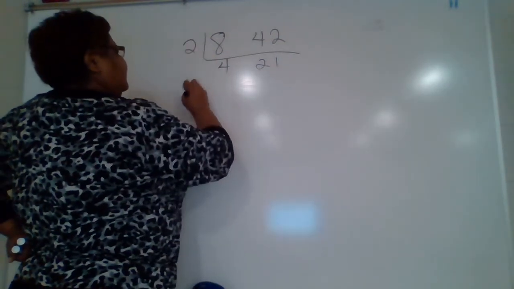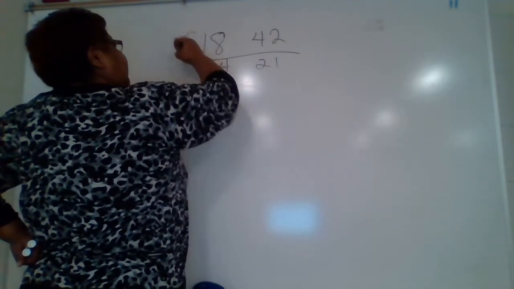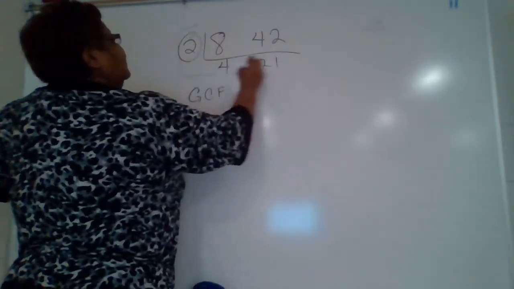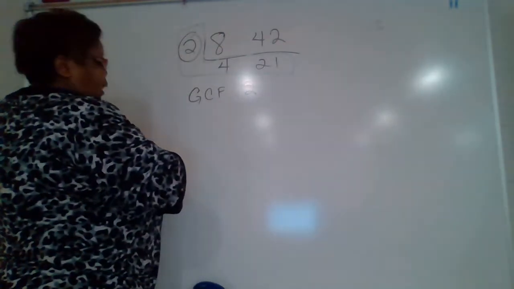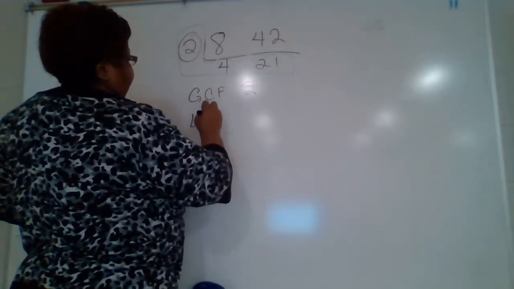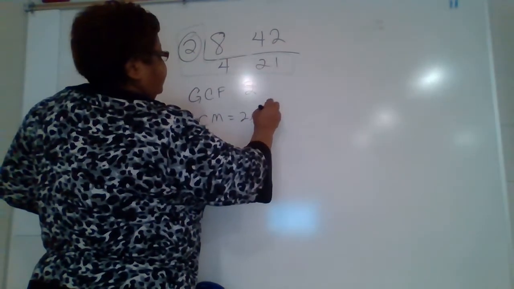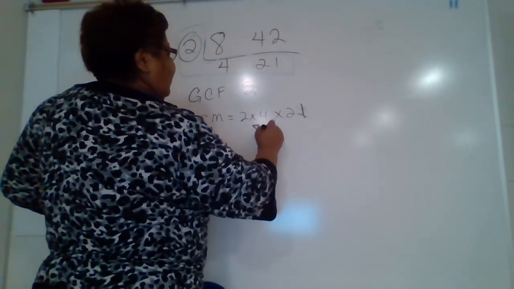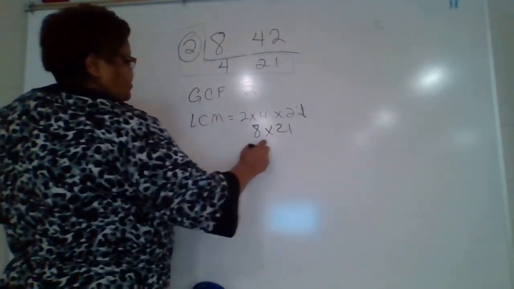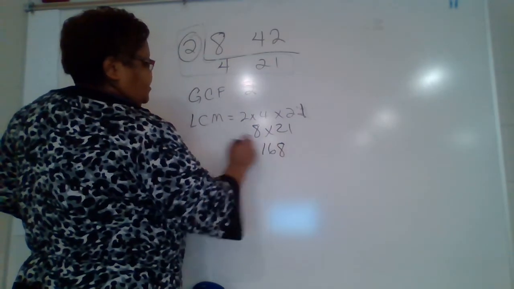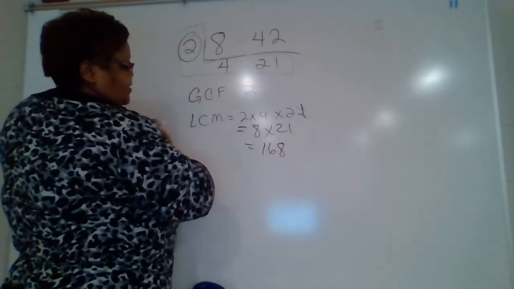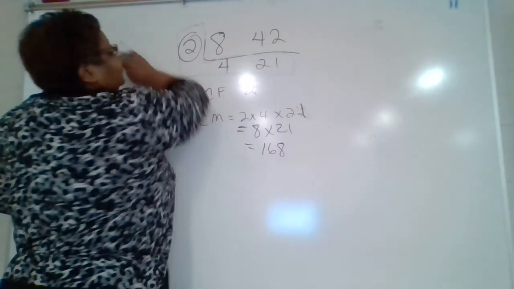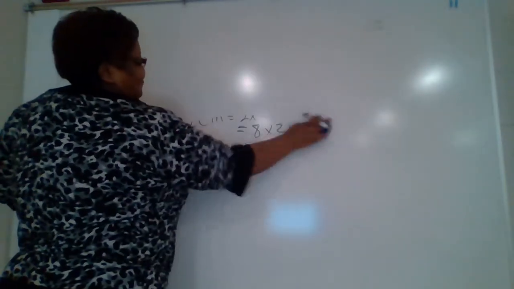So my GCF is 2 because it's the number over here by itself. And remember, my LCM is my L. So remember L for LCM. 2 times 4 times 21. So that's 8 times 21. 8 and 1 is 8. 8 and 2 is 16. That's 168. Check my math on that. I did that in my head. That's not always an accurate place. Let me do the last one.